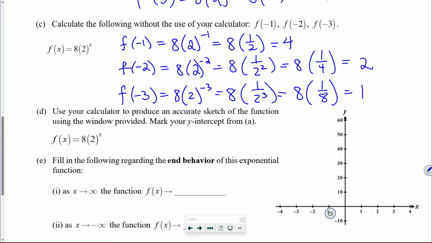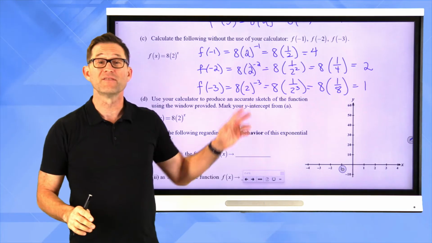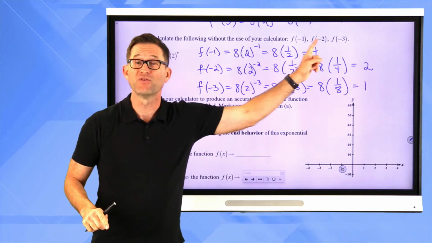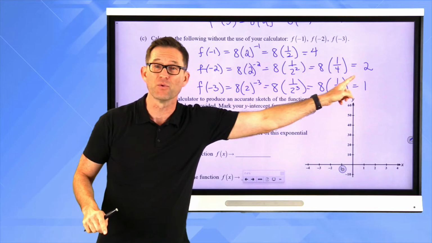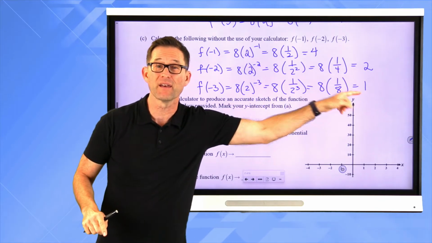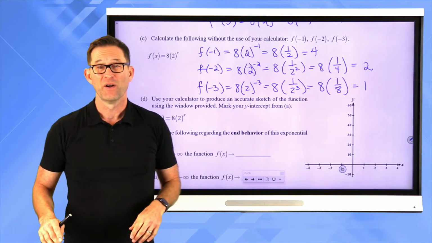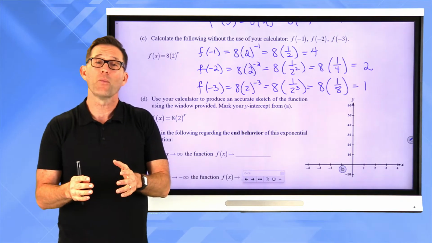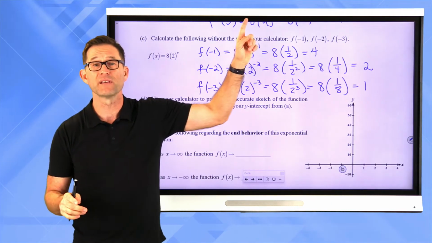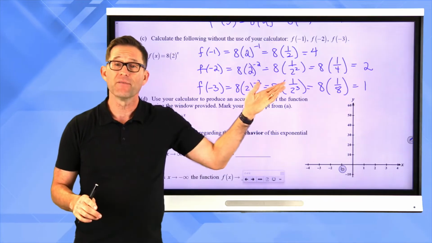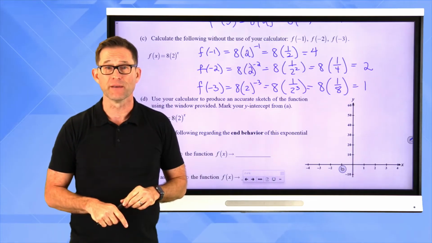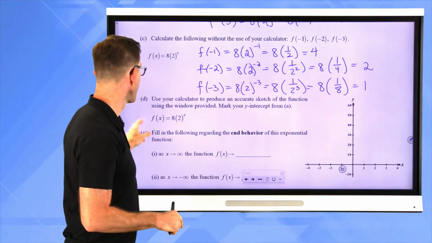is equal to 1. And notice again, we start off with 8, we divide by 2 once, we get to 4, divide by 2 again, we get to 2, divide by 2 again, and we get to 1. And again, that fits with exactly how we want to think about both positive exponents in letter B and negative exponents as we just saw in letter C. Now let's take a look at the graph of this function.